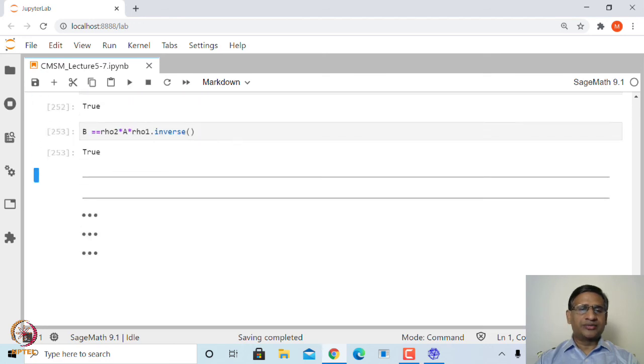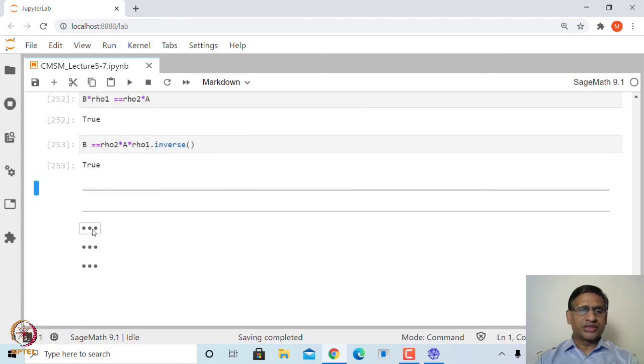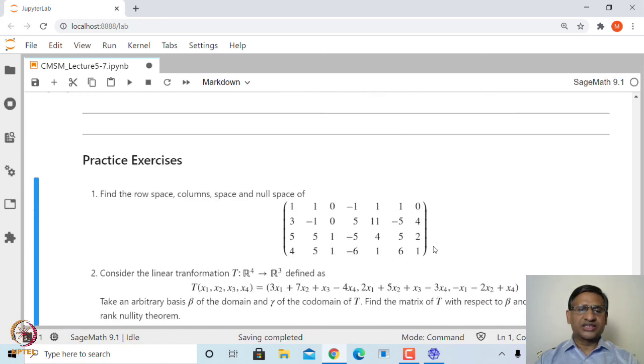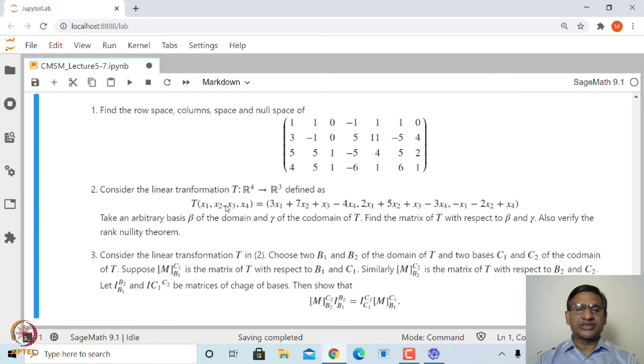Now let me leave you with 3 simple exercises for you to practice. The first exercise is to find row space, column space and null space of this 4 cross 7 matrix. And the second problem is to consider a linear transformation T from R4 to R3 with these as components, and then take arbitrary basis on domain and codomain and find its matrix with respect to arbitrary basis, and also verify rank nullity theorem for this.